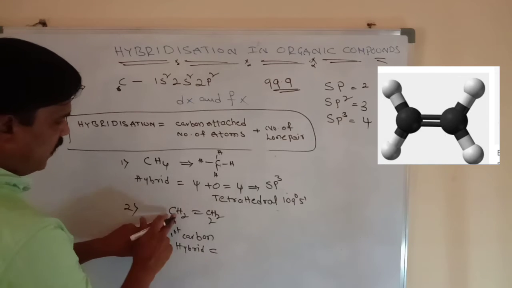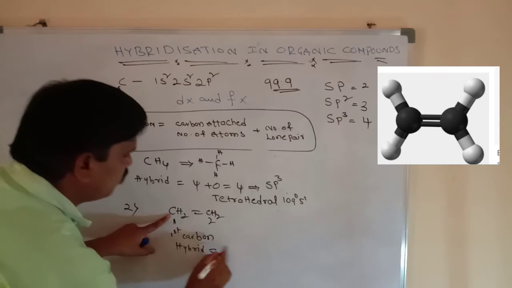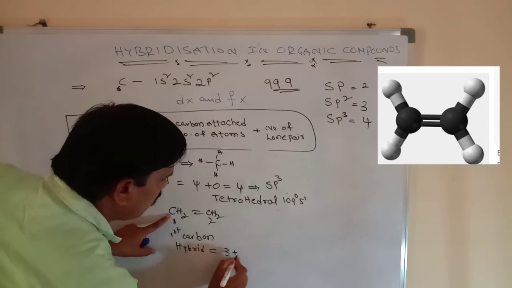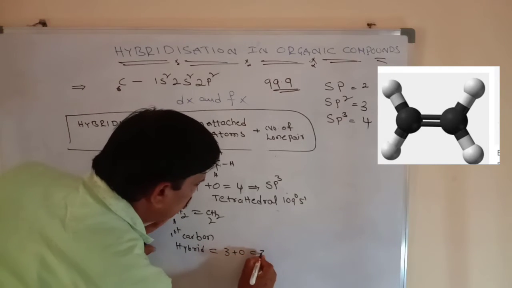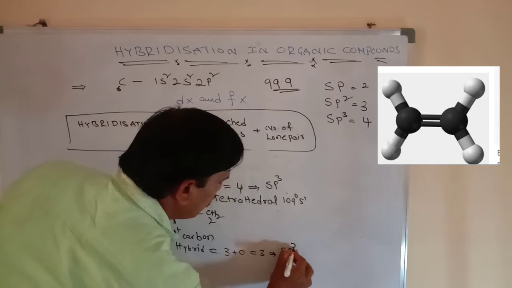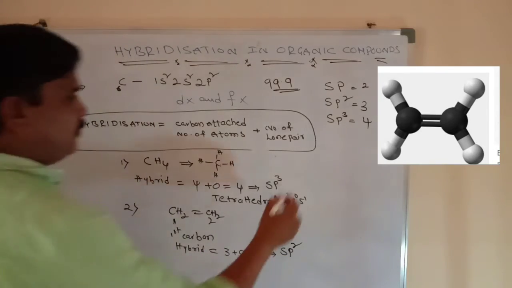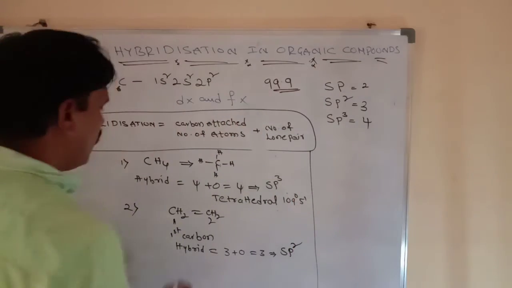Here two hydrogens are there, and one carbon attached. Total how much? 3 plus 0 means 3. That is equal to which type of hybridization? Sum of powers equal to 3 is sp2. So sp2 hybridization.